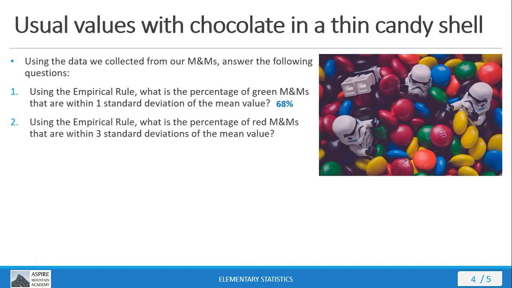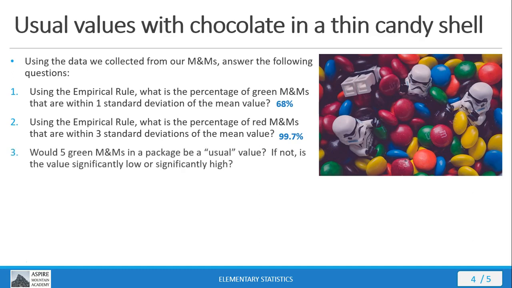Here's the next question. Using the empirical rule, what is the percentage of red M&Ms that are within 3 standard deviations of the mean value? Again, I'll give you a few seconds. Well, I hope you said 99.7%. If not, go make some flashcards and get busy memorizing.